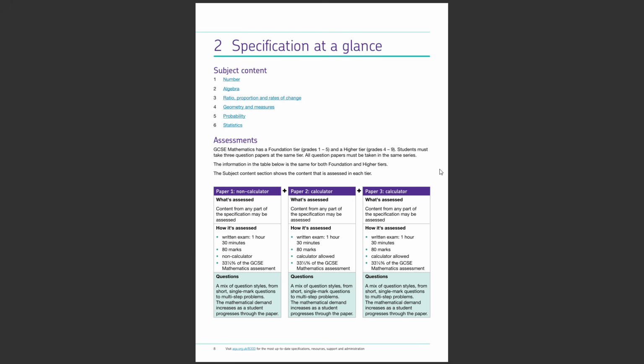Now in paper 2, content from any part of the specification may be assessed. The specification will be the next part of the video. How is it assessed? Again the same: 1 hour 30 minutes, 80 marks, a calculator is allowed here, and 33 1/3% of the GCSE mathematics is assessed. Questions, again, can be single-mark questions, multi-step problems, etc. Paper 3, again, can cover any part of the specification, 1 hour 30 minutes, 80 marks, 33 1/3% of the GCSE mathematics assessment, and again it can be a mix of question styles from single-mark questions to multi-step problems.